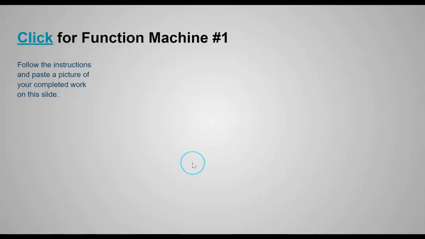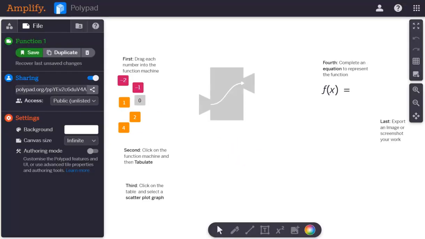So the first thing they're going to do in their slides is go to this screen, and they're going to click on the link, and it says click for function machine 1. Follow the instructions and paste a picture of your completed work on this slide. So they will click here and it will take them to Polypad. Now this is already kind of set up for them, and their instructions are labeled first, second, third, fourth, last, so they should follow along.